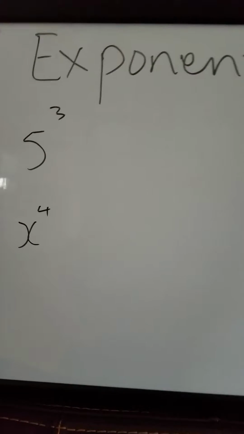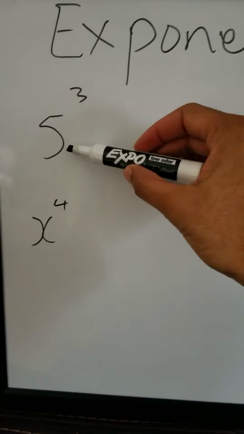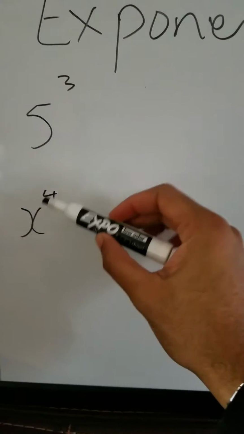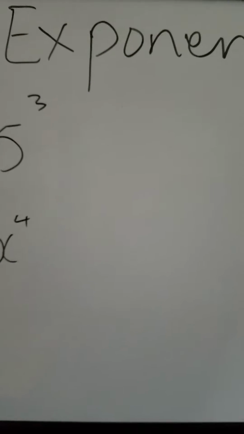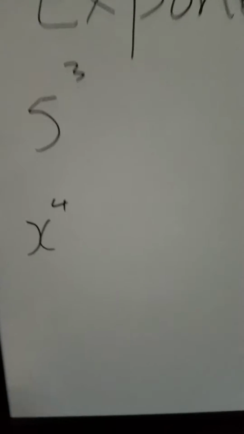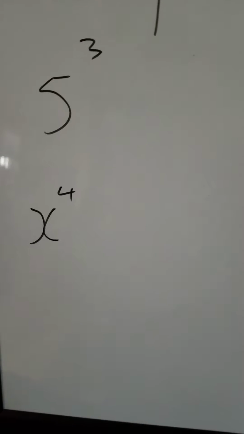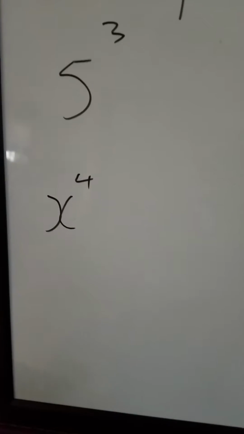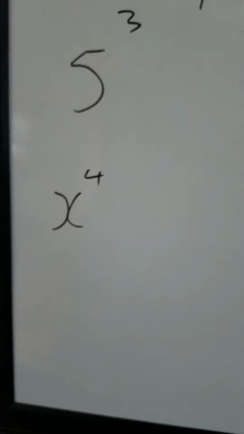Now when we talk about exponents, we're talking about a situation where we have either a number or a variable and we have a little small number to the top of it. The basic idea of an exponent is whatever that little small number is at the top, that's telling you how many copies or how many replications of the larger number or variable we have.